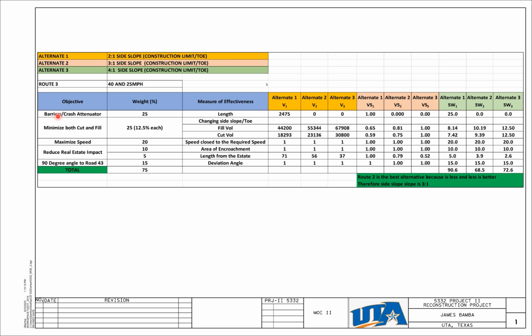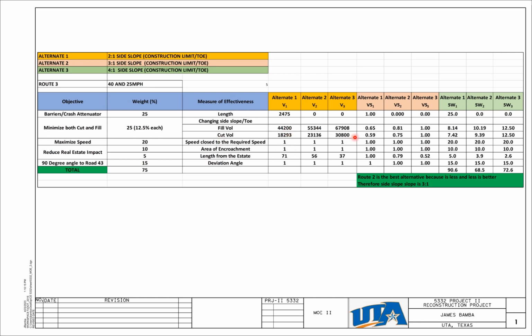Like I said in the previous slide, my first alternative is 2:1, and because the slope is steep, I put the barrier length here, which is the length of the whole project. So that's what I have. The 3:1 slope is not that steep, so I do not need a barrier, and I do not include it here. Likewise, 4:1. So I use the cut and fill also using this slope criteria, and these are the numbers I was able to find.